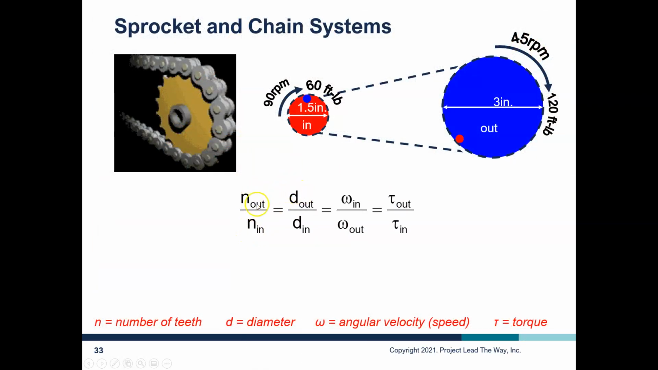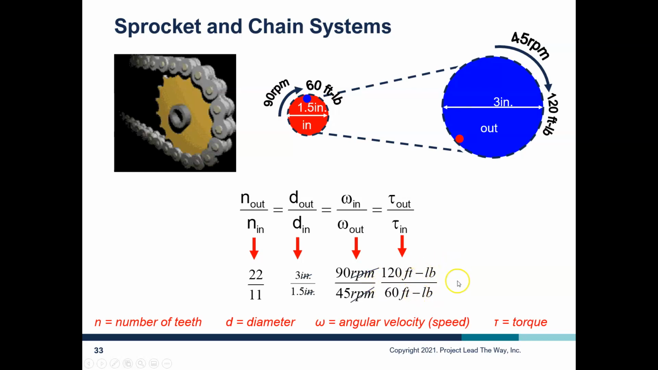So again, we have number of teeth out over in, that's on the sprocket itself. Diameter we can still use, RPMs we can still use, and torque we can still use. So again, in this example, number of teeth out over in, 22 over 11, 3 by 1.5, 90 over 45, and the torque would be 120 over 60. And so you can still see that we're still left with the same gear ratio.